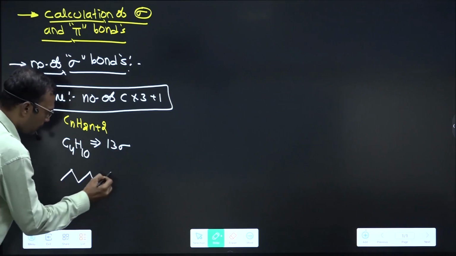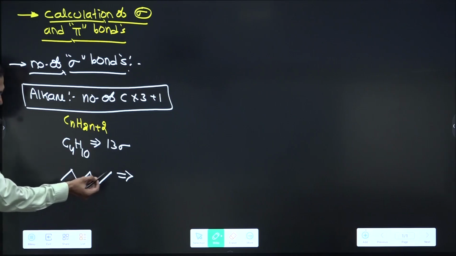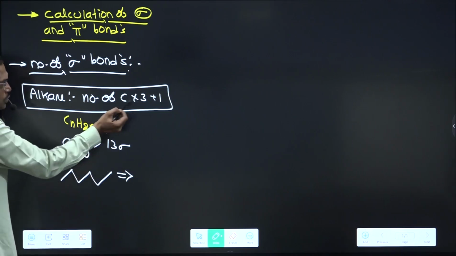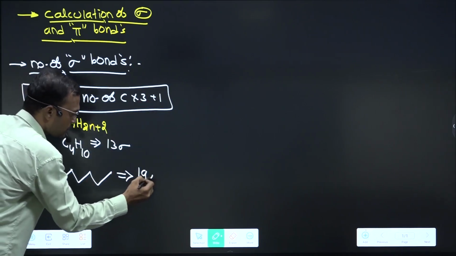Now I am writing this molecule. How many sigma bonds are present here? Is it an alkane? How can you say it is an alkane? All sigma bonds are present. Right? So how many sigma bonds are present? 1, 2, 3, 4, 5, 6 carbons. 6 into 3 is 18, plus 1. 19 sigma bonds are present.